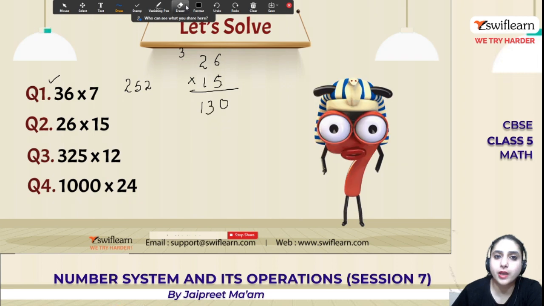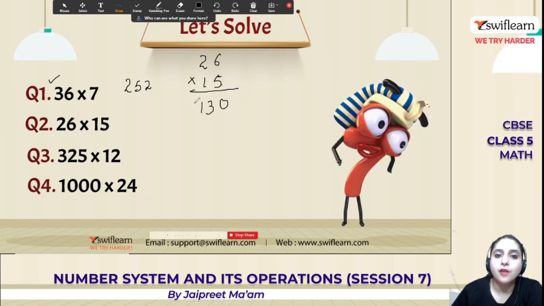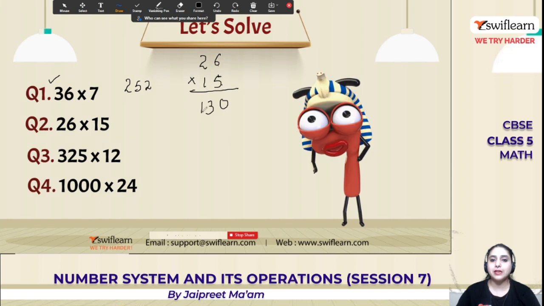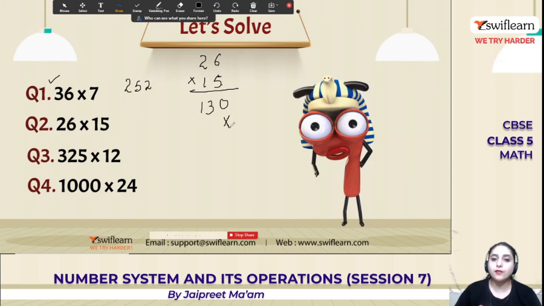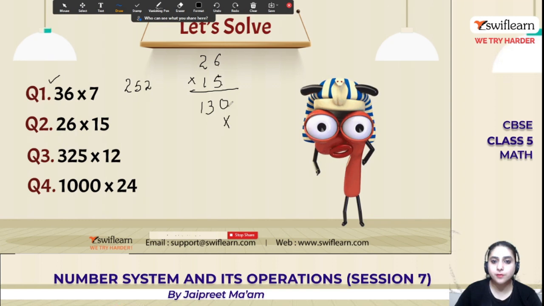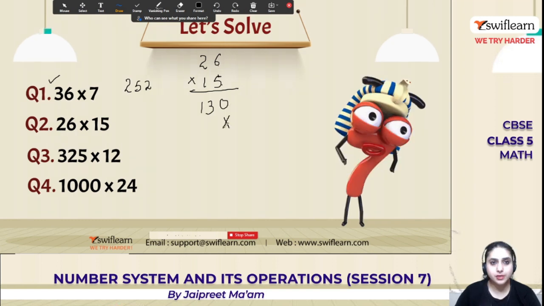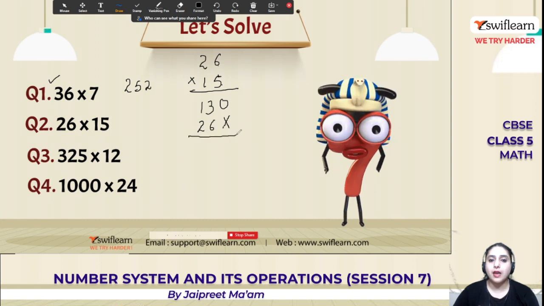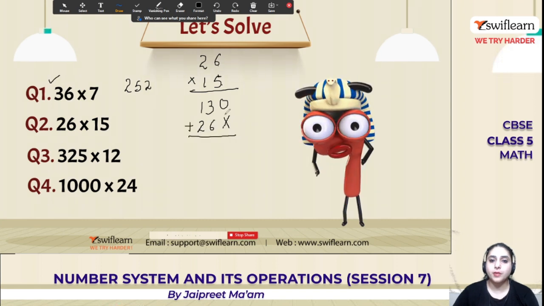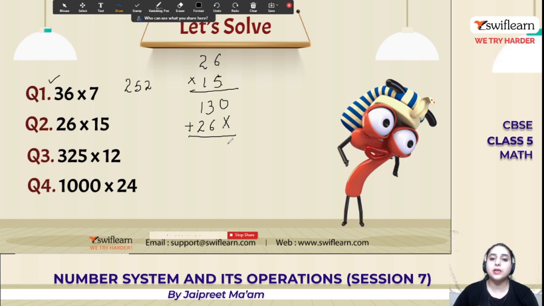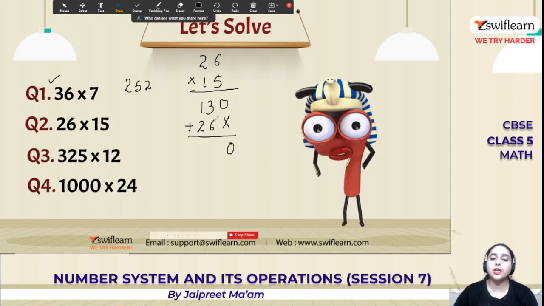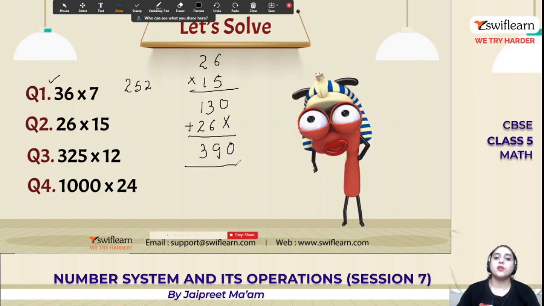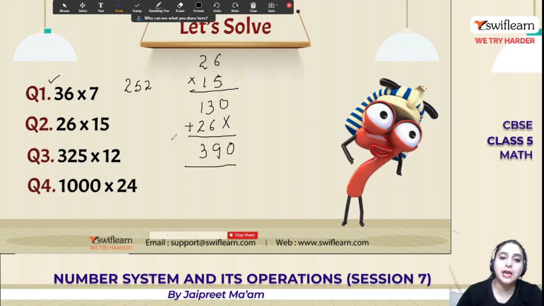Okay. The next is very simple. We know whenever we multiply 1 by any number, the answer is the same. Next, in the next line you have to put a cross below the 0, the number at the ones place. Then write here 26 and do the addition. So 0 plus x will be 0, and 3 and 6 makes 9, and 1 plus 2 makes 3. So the answer is 390.